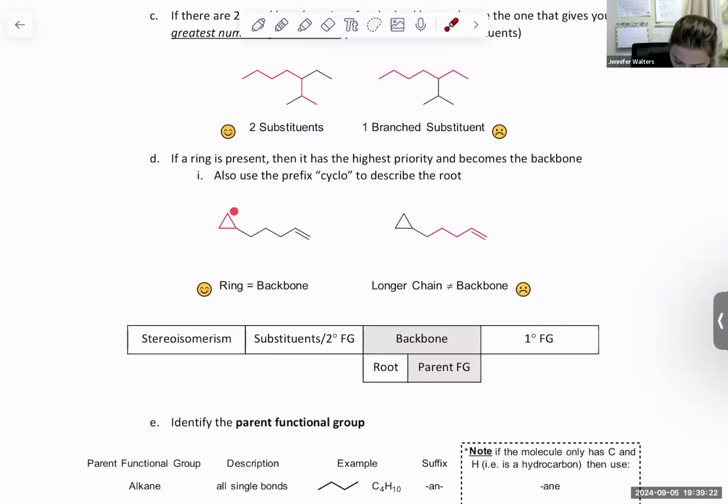So here, the ring is my backbone, that 3-carbon chain. Even though this is a longer chain and it has the double bond, doesn't matter. Ring always takes priority. Rings are always going to be the true backbone.